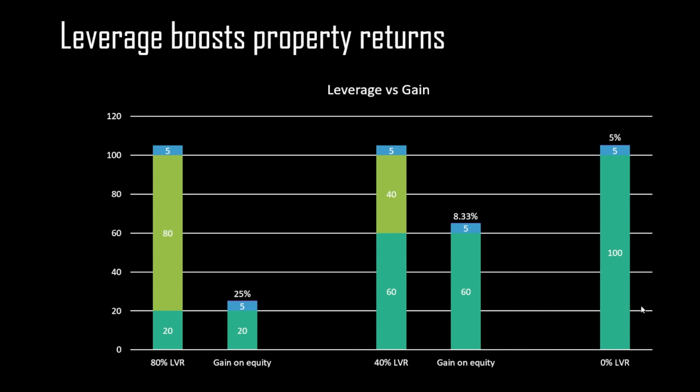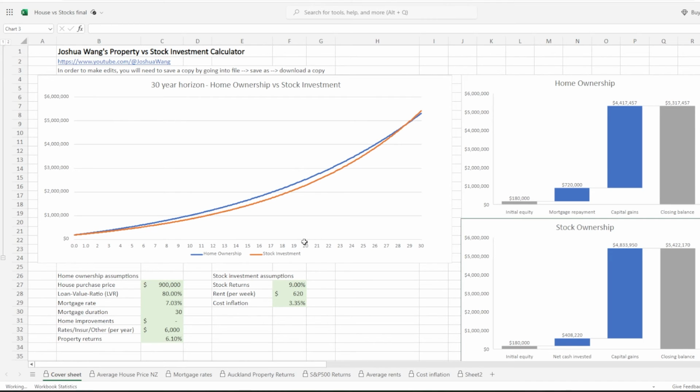And if you have 0% LVR, or you don't borrow any money, then a 5% return on your property means a 5% return on your equity, right? So obviously the numbers mean that if you borrow more, the returns on your equity will be higher than if you had borrowed less. So over time, as you pay off that mortgage, your LVR naturally drops as you pay off more of that principal, and that means that over time your returns on equity will get lower and lower, and that is why we see stock investment outperforming home investment towards the later years.